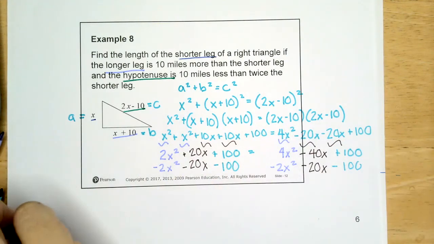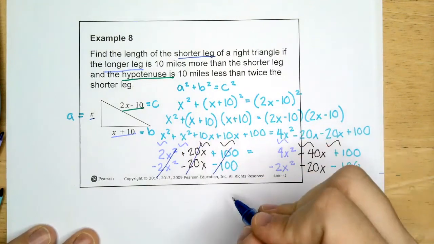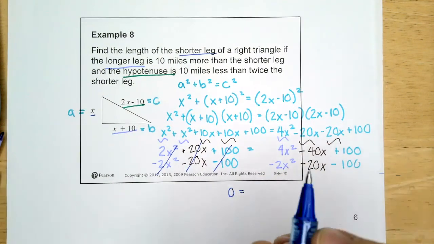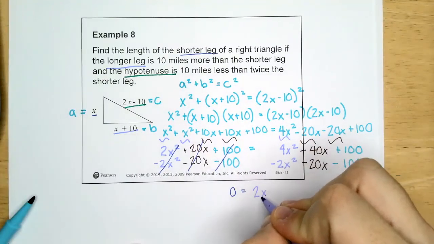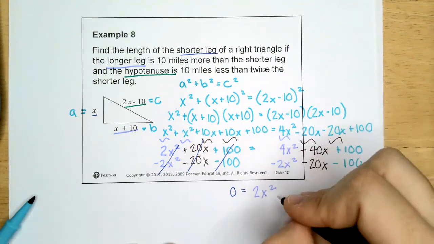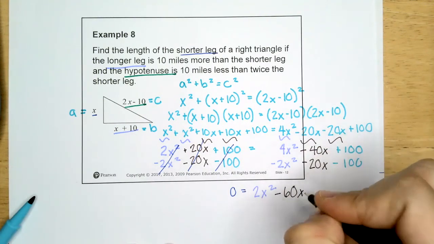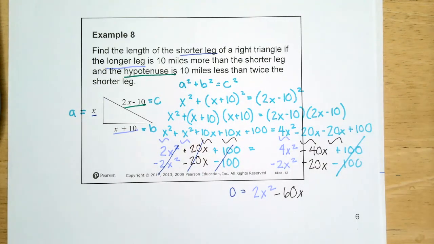Okay, so all of these cancel. And I just have 0 equals 4x squared minus 2x squared is 2x squared. Negative 40x minus 20x becomes negative 60x. And then the 100 and minus 100 cancel. Okay, so now I have 2x squared minus 60x equals 0.